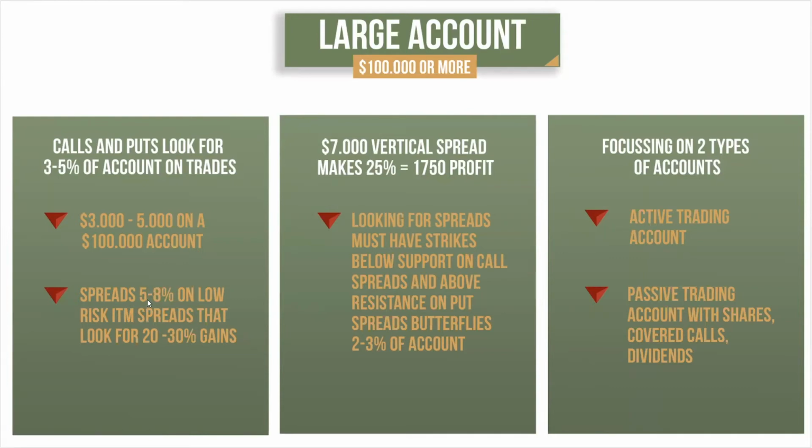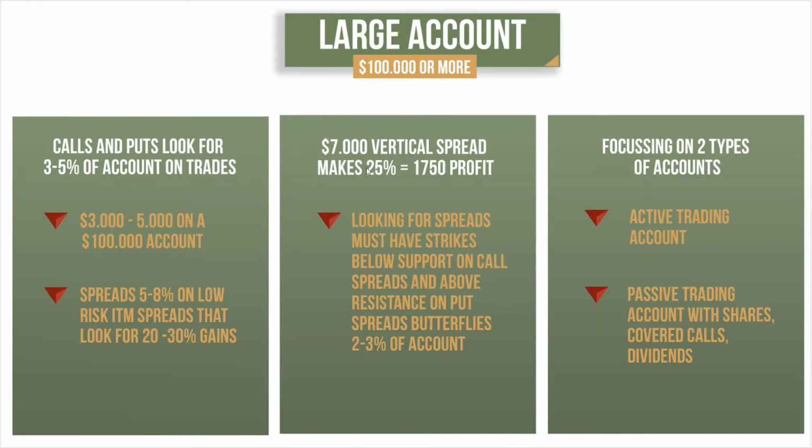Spreads, you're going to be doing 5 to 8%. The reason why it's a little bit larger than your regular calls and puts of 3 to 5% is that the spreads I want you to focus on are going to be spreads that are in the money. Okay, and we're going to be going over that in this one right here. So spreads, 5 to 8% on low risk in the money spreads that are looking for a quick 20 to 30% gain. Because obviously you can't go buy 100 contracts or 500 contracts of a low volume stock that doesn't have much volume or open interest on the option chain.